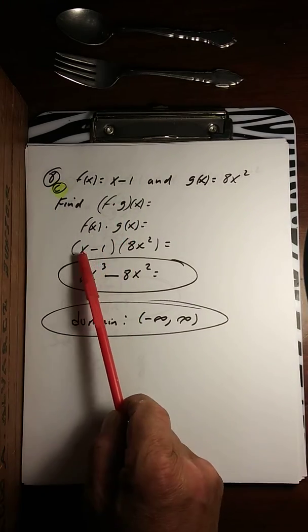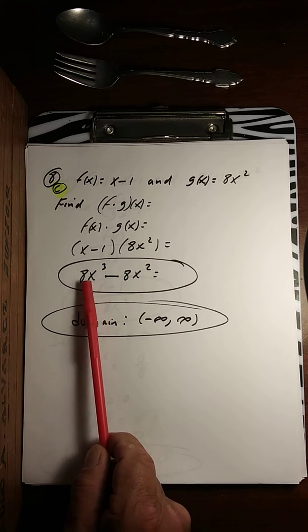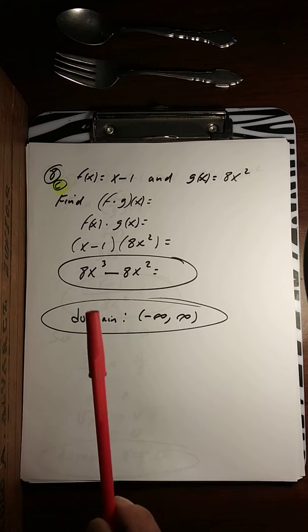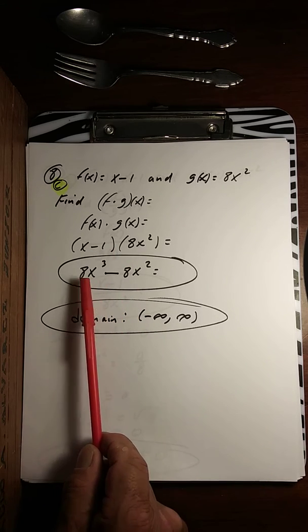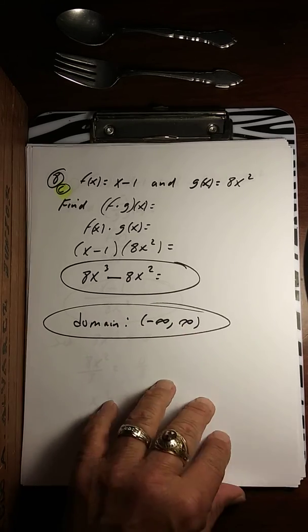f times g of x: x minus 1 times 8x squared. So that times that is 8x cubed, that times that is negative 8x squared. So 8x cubed minus 8x squared, negative infinity to infinity, we're done.